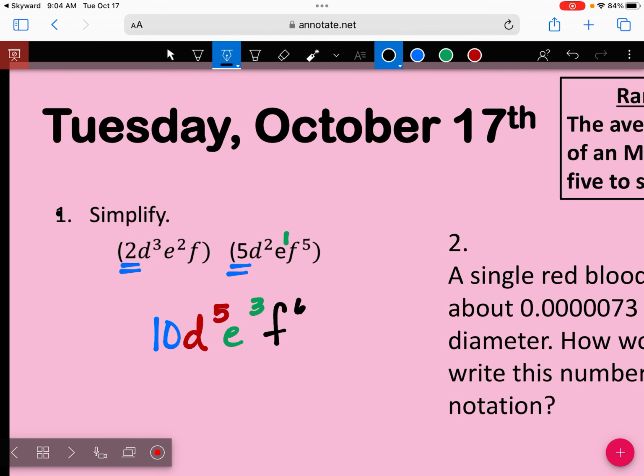All right, so that would be your final answer. Who had that answer? Okay, so now we're going to write this in scientific notation.